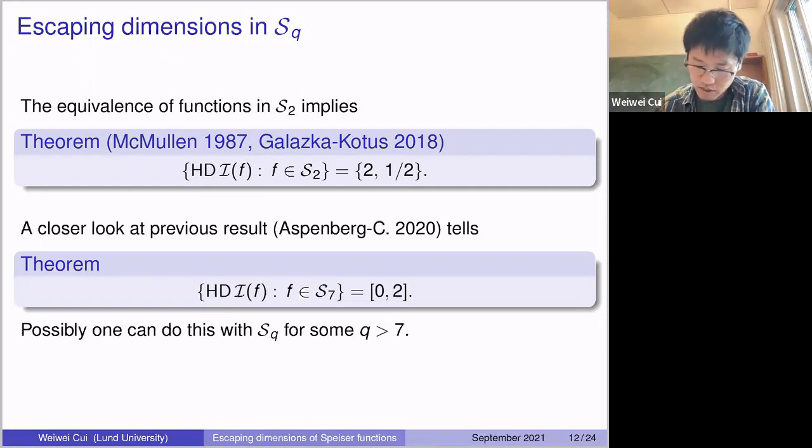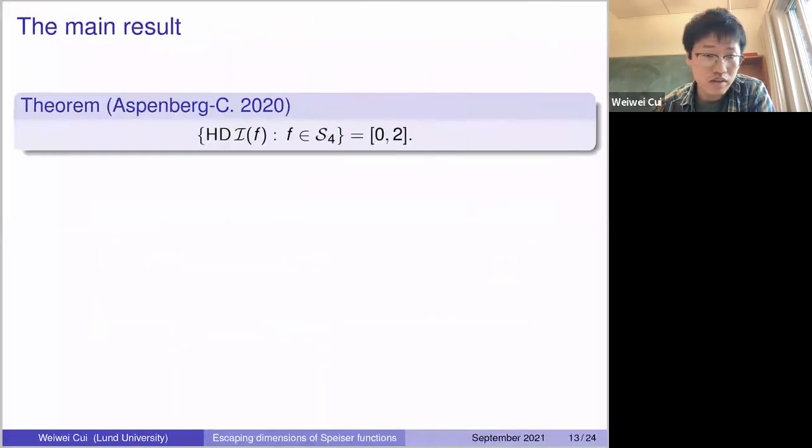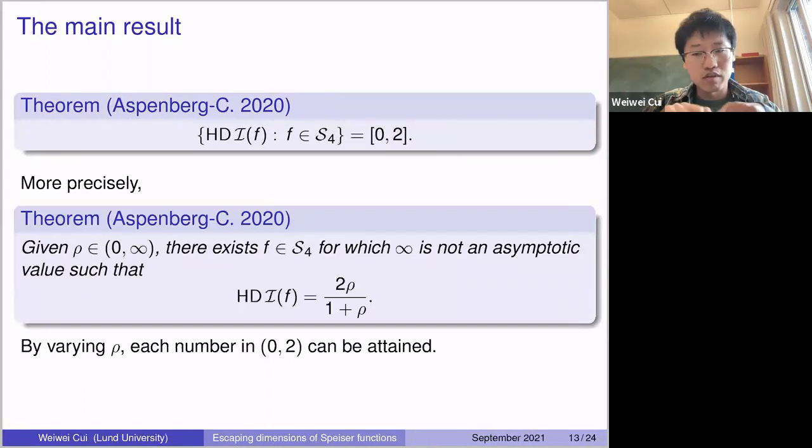This is the main result I'm going to present today: we can show that in S4 we have a similar result as before for the class S7. You can attain every number between 0 and 2. More precisely, we can show this for a given number rho between 0 and infinity. We can construct a function in S4 for which infinity is not an asymptotic value, because otherwise we have dimension 2 by the result of Weiwei Cui and Speiser. And such a Hausdorff dimension is given as 2 rho over 1 plus rho. Clearly, if you change rho, you can attain every number between 0 and 2, but not 0 and not 2.